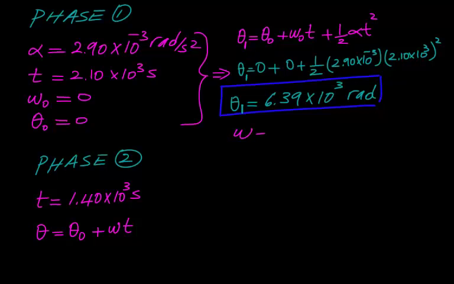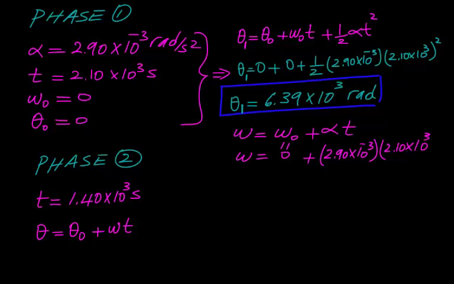The final angular velocity equals initial plus alpha t. Very simple and straightforward. Omega 0, we know it's 0, right? Therefore, omega is going to be 0 plus alpha, which is given to us to be 2.90 × 10^-3, times the time, which is 2.1 × 10^3. Solving for the omega, we're going to find 6.09 radians per second.